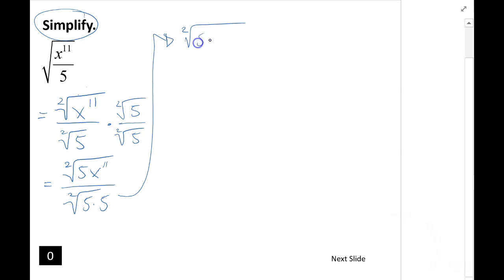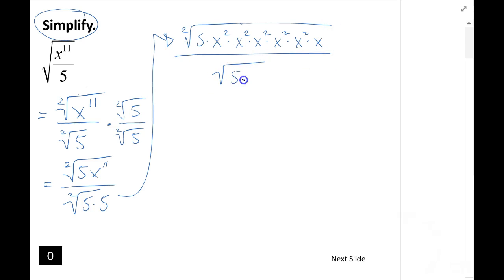Okay, so 5 times, let's see, we need groups of 2, so x to the 11th, I have a group of 2, another group of 2, which is 4, 6, 8, 10, and then one more, because we have 11. Okay, and then on the bottom, we just have our 2 5's. Okay, so let's get our groups of 2. So we have 1 here, 1 here, 1 here, 1 here, 1 here, nothing else. And then on the bottom we have one group. And that will get rid of our radical.